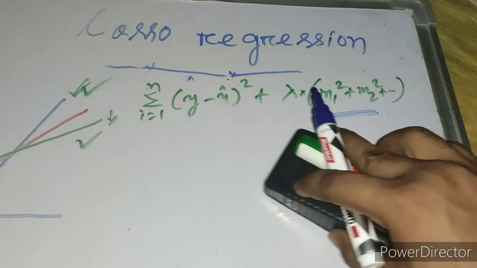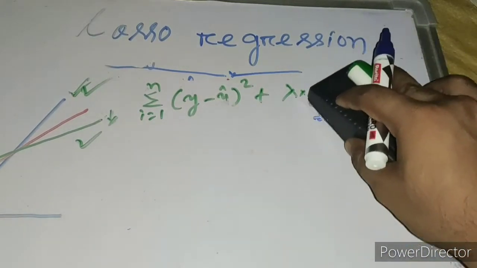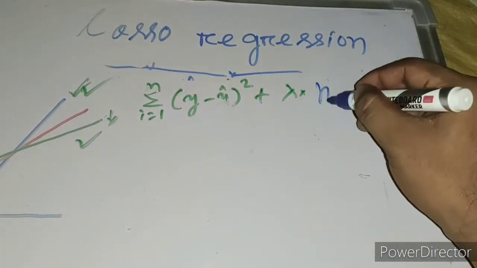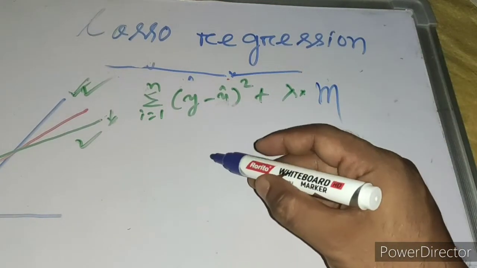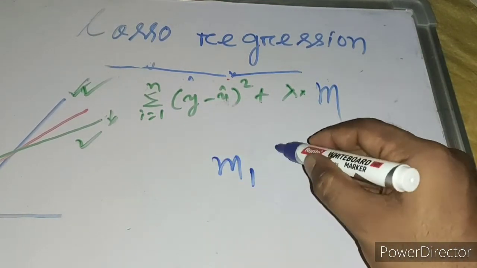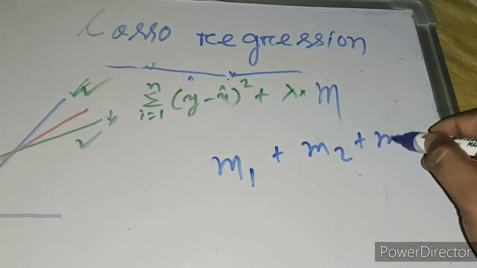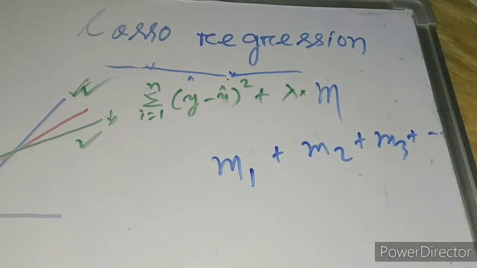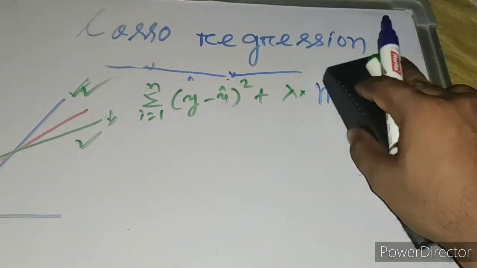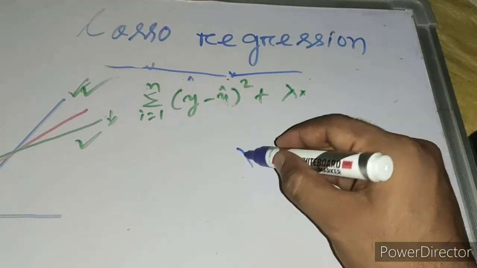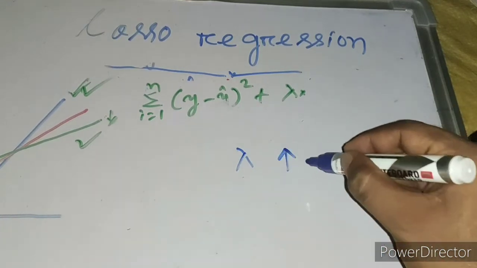So here it will be lambda into m. If there are multiple features, suppose different features are there, we have to consider m1 plus m2 plus m3, like that. Like that it has to be multiplied with lambda. Let me clarify, lambda is a positive value which is greater than 0.